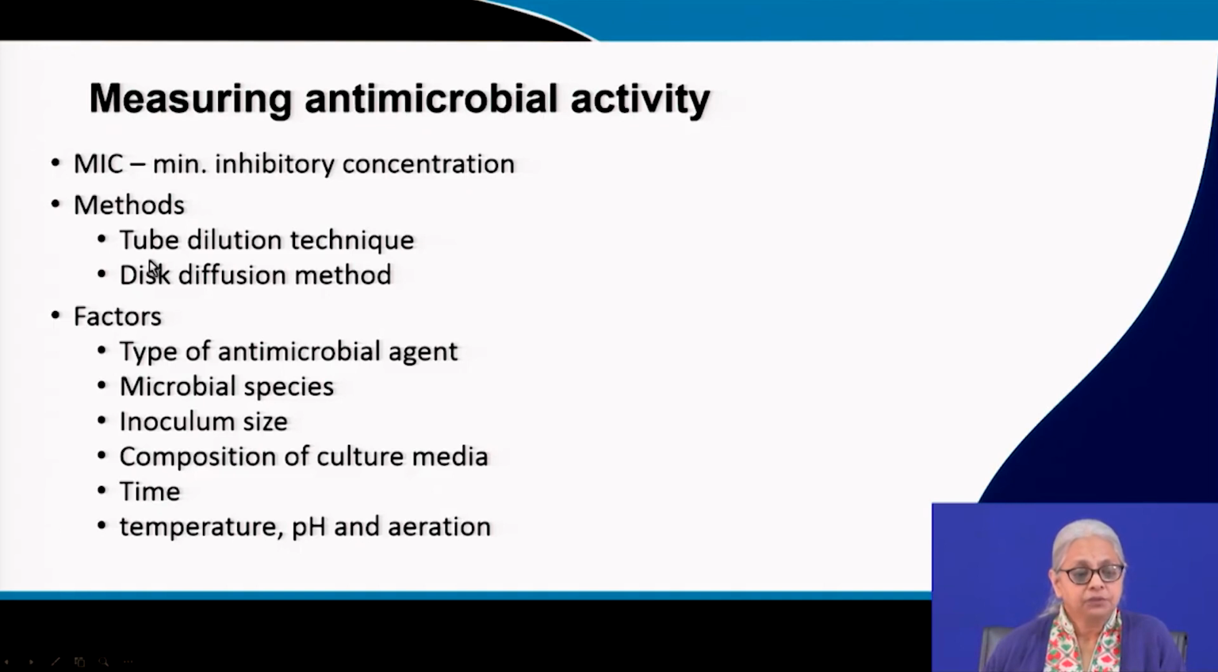So here we have the tube dilution technique and the disc diffusion method, and there are several factors that will impact the results with these methods. So we have the type of antimicrobial agent, microbial species, inoculum size, the nature of the culture media, time, temperature, pH, aeration. All these factors will have an impact on the result.